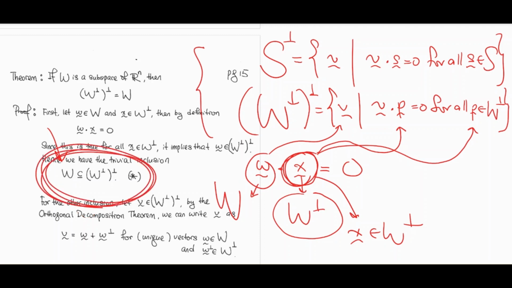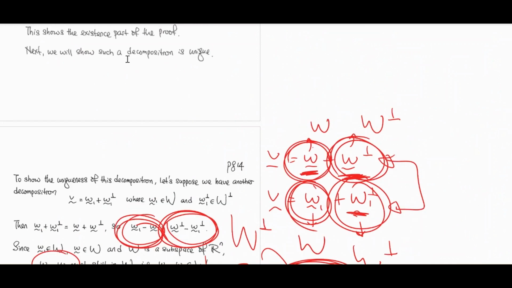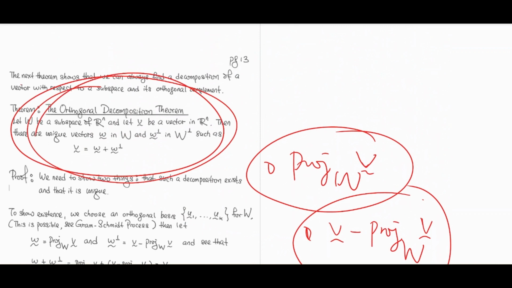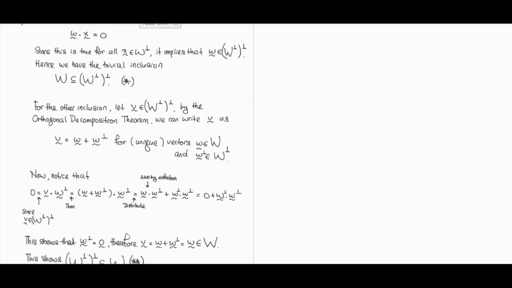Okay. The other inclusion is a little bit tricky in the sense that we have to use a theorem in order to see why it is true. And as you can guess, it is true because we apply the orthogonal decomposition theorem, which we learned right here. Looks very innocent, but it is very helpful. So what do we want to show here? We want to show that W perp is a subset of W. That means we take an element from W perp and show that that element is in W. All right, let's do that.